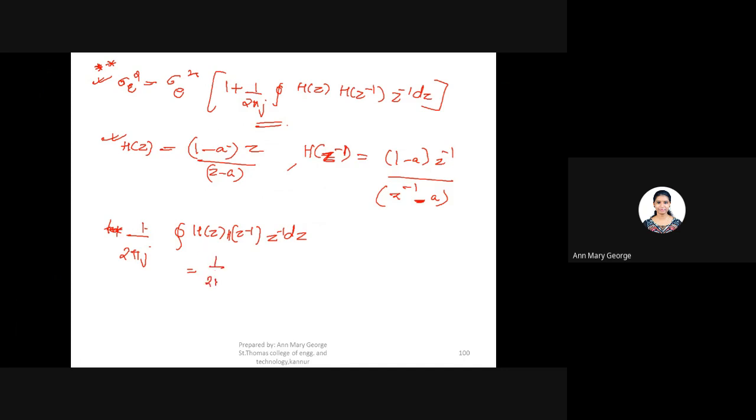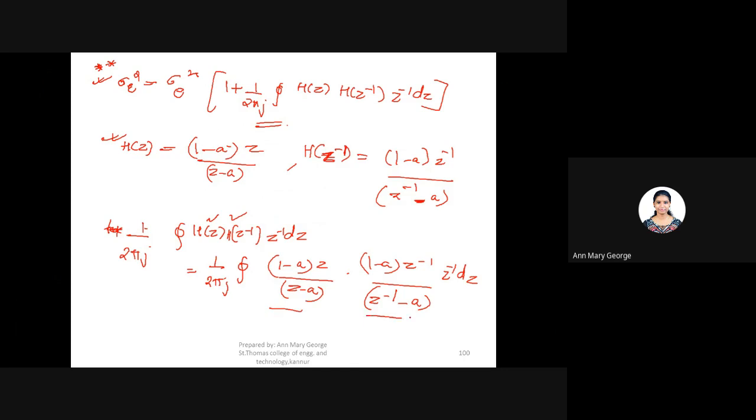1 by 2 pi j integral 1 minus a into z by z minus a into 1 minus a into z inverse by z inverse minus a dz. Again there is a z inverse, അല്ലേ? ഇതിന് സബ്സ്റ്റിറ്റ്യൂട്ട് ചെയ്തേ ഉള്ളൂ. എച്ച് ഓഫ് ഇസഡിനും എച്ച് ഓഫ് ഇസഡ് ഇൻവേഴ്സിനും ഈ ട്രാൻസ്ഫർ ഫംഗ്ഷൻ്റെ ഈ വാല്യൂസ് സബ്സ്റ്റിറ്റ്യൂട്ട് ചെയ്തേ ഉള്ളൂ.